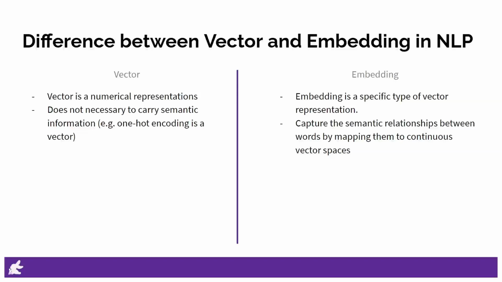On the other hand, word embeddings are a specific type of vector representation in NLP. Embeddings aim to capture the semantic relationships between words by mapping them to continuous vector spaces. Embeddings are designed to capture the meaning and context of individual words, allowing for semantic relationships and similarities to be encoded in the vector space.